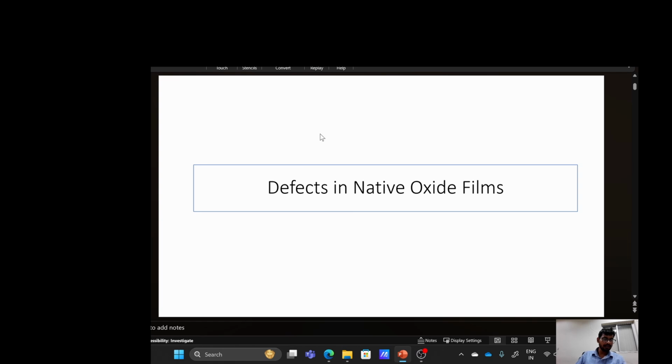So if you have any doubts from the previous class, you can ask, or otherwise we will get started for the next session. Okay. So today we will see the defects in the native oxide films that we have grown in the previous session, through the wet and dry oxidation process. We will see what kind of defects originate while we are doing the oxidation.